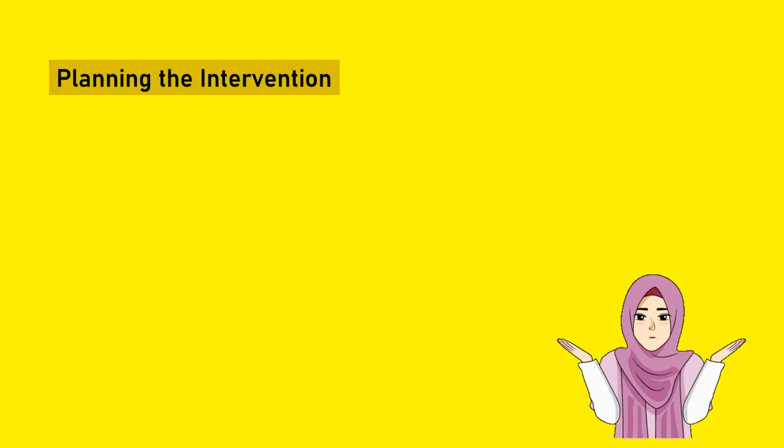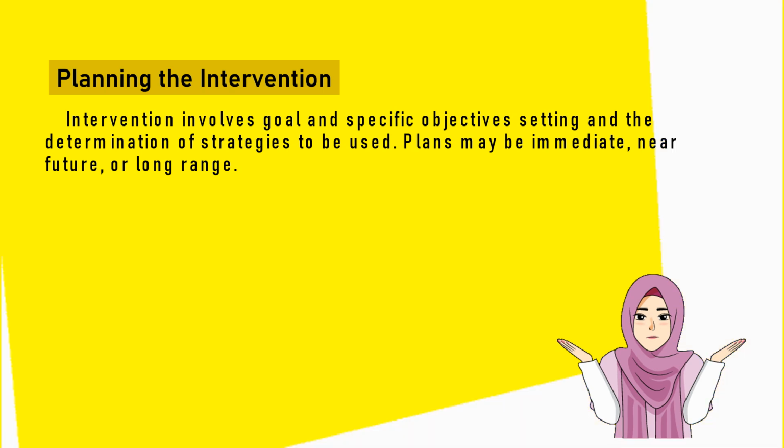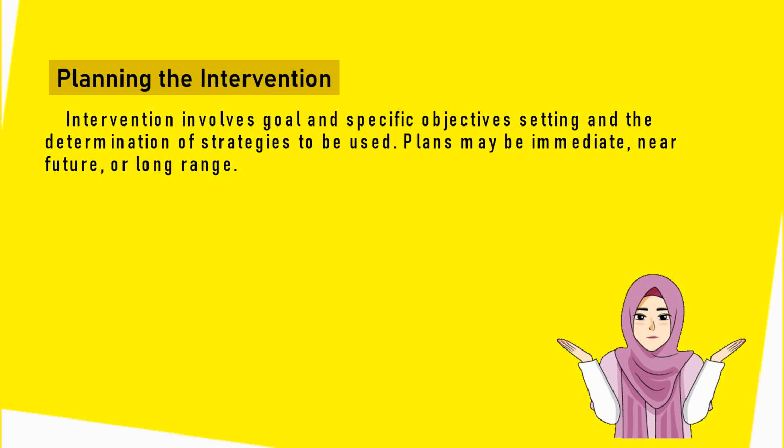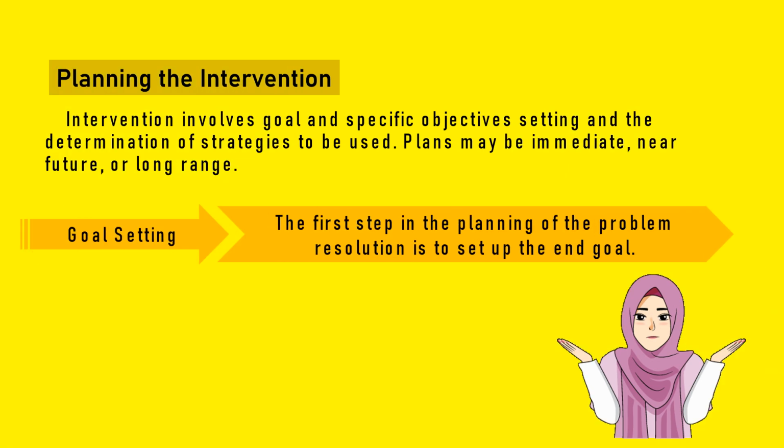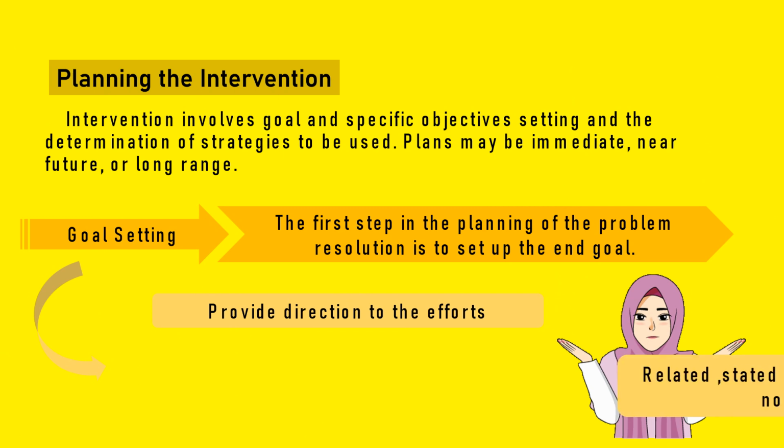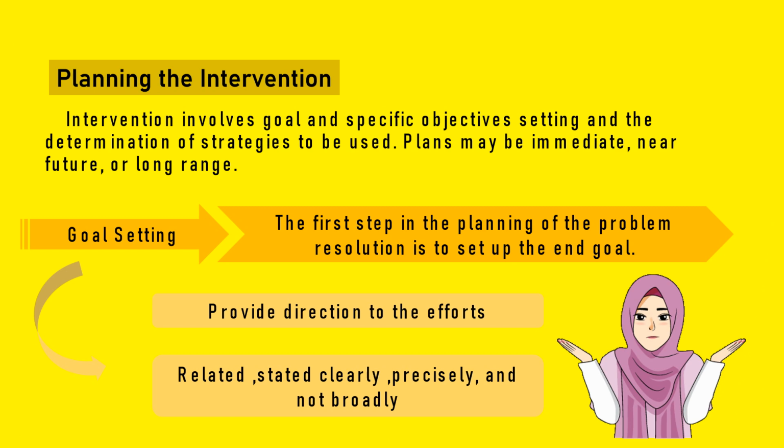Planning the intervention. Planning the intervention involves goal and specific objective setting and the determination of strategies to be used. Plans may be immediate, near future, or long range. Goal setting. The first step in the planning of the problem resolution is to set up the end goal. A goal is needed to provide direction to the efforts of both the worker and the client. The goal must be related to the problem and stated clearly and precisely, not broadly.